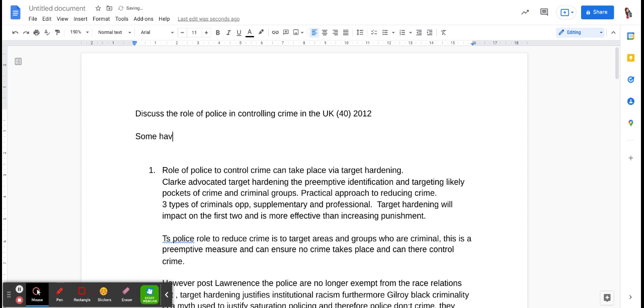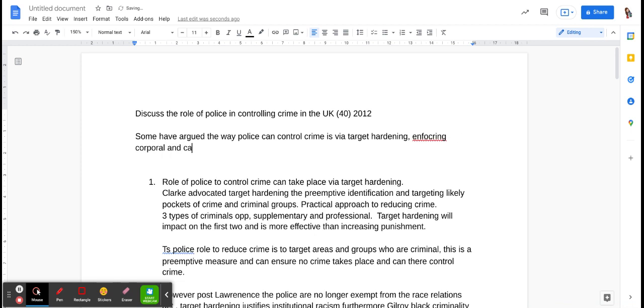So some have argued the way police can control crime is via target hardening, enforcing corporal and capital punishments, and addressing all low-level crime or all low-level incivilities. Litter, graffiti, vandalism.